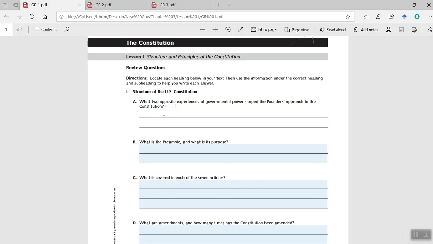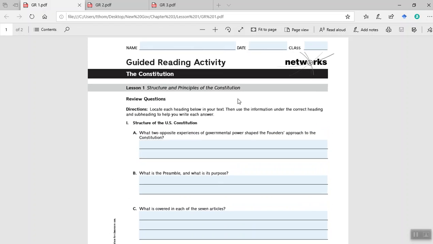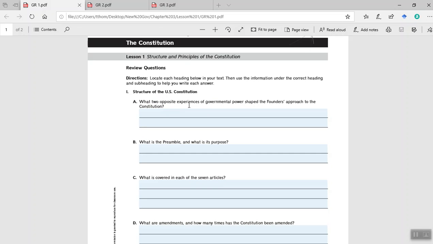So the first one is lesson one, structures and principles of the U.S. Constitution. So the first thing is, what two opposite experiences of governmental power shaped the founders' approach to the Constitution? The first one was King George III of Great Britain. He was so tyrannical and so mean, I guess is a simpler word. He had too much power, so that kind of made the founders think about the Constitution. Also, the Articles of Confederation created too weak of a central government, so that was another big influence on the creation of or approach to the Constitution.